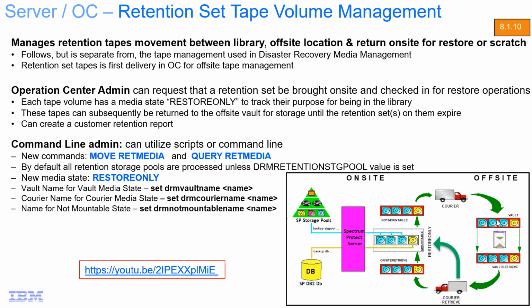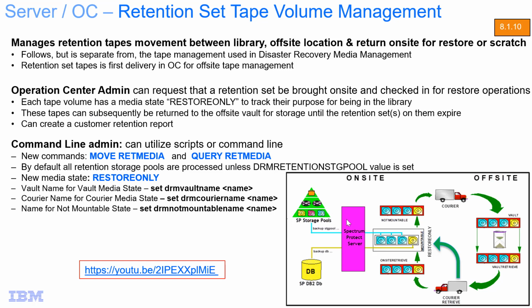And retention set tapes is actually going to be our first delivery in the Operations Center for this offsite tape management. The Operations Center admin can request that a retention set be brought back on site and checked in for restore options. And each tape volume is going to have this media status of restore only if that happens. And that way we can track that. The purpose of it being in the library is just for restore, not that we should continue writing to it. These tapes are then going to be returned to the offsite vault storage until the retention set on them expires.